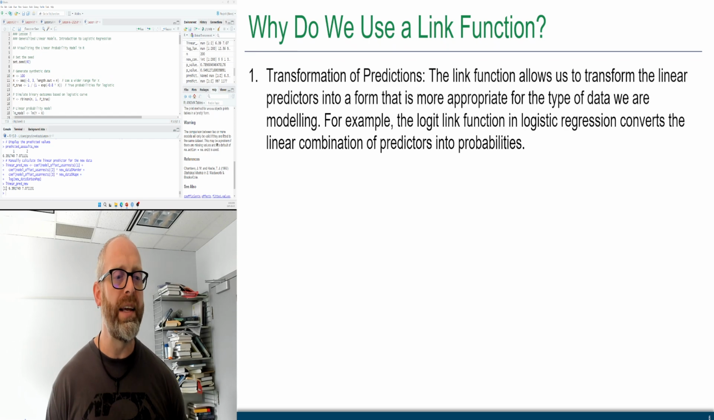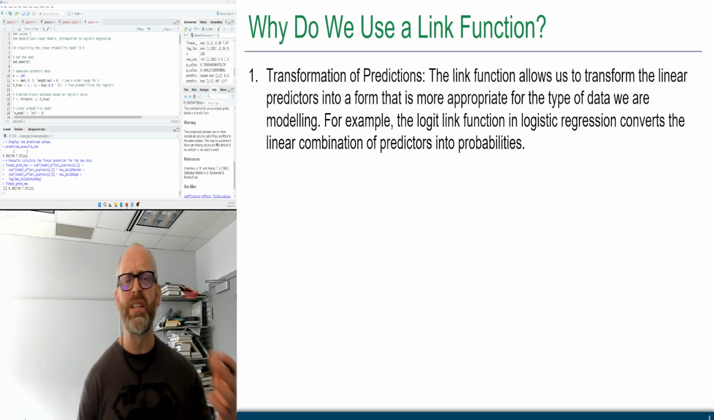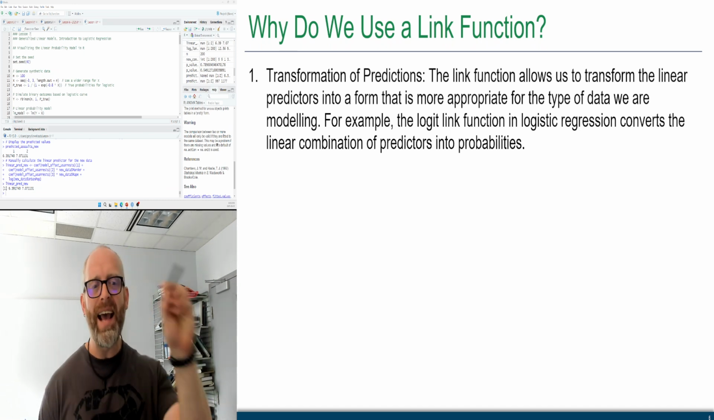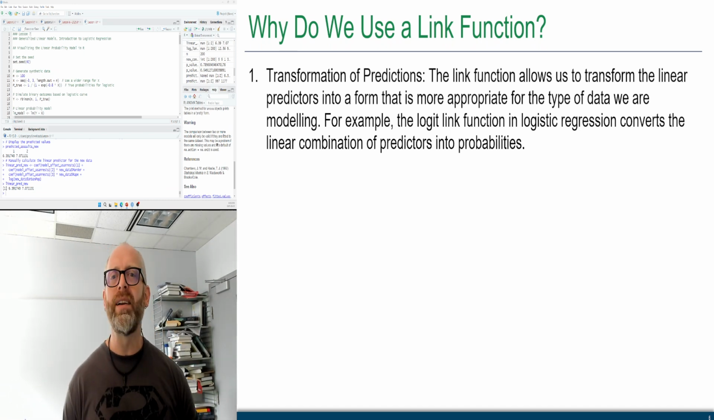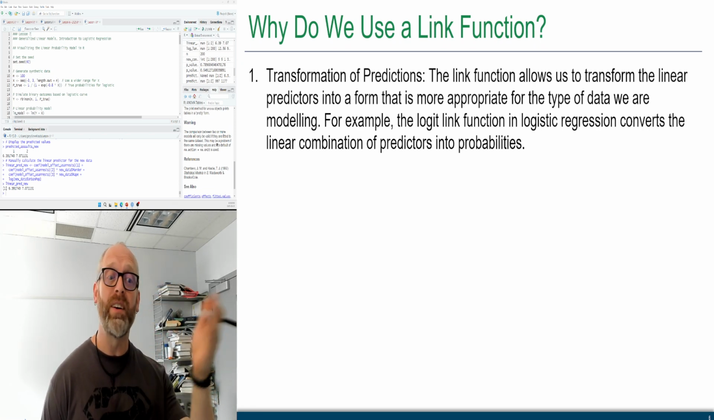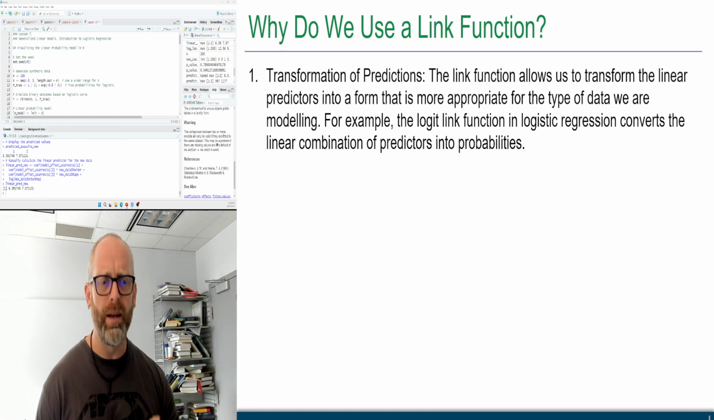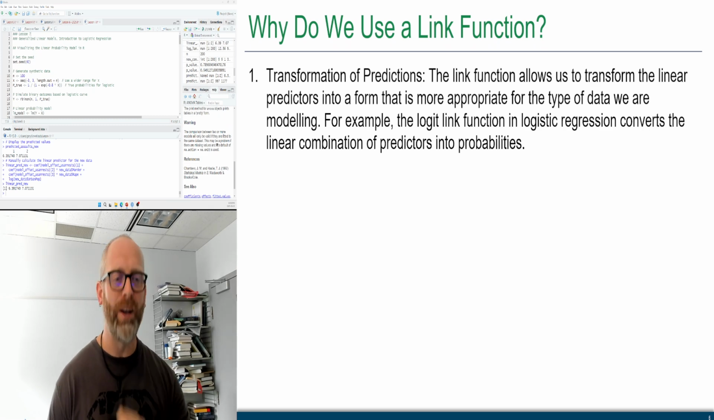For example, the logit link function, which is going to be our primary focus in logistic regression, converts the linear combination of predictors into a probability. We're going to use the logistic function, which is basically an S-shaped function bounded between 0 and 1. There are other things we can use, as we'll talk about very shortly, but that's going to be the main one, primarily for interpretability.